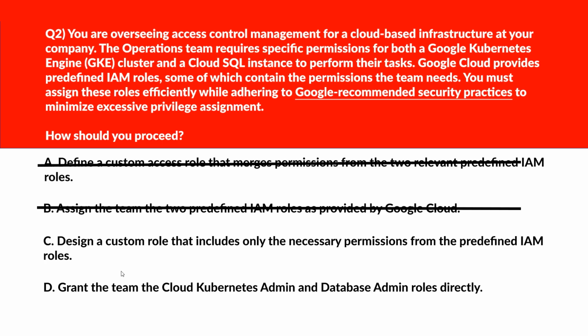Let's move to option D. D says grant the Google Cloud team the Cloud Kubernetes admin and database admin roles directly. Full admin role over-provisions access, which is against the security best practices. So this is out. We'll lock option C as the right answer.